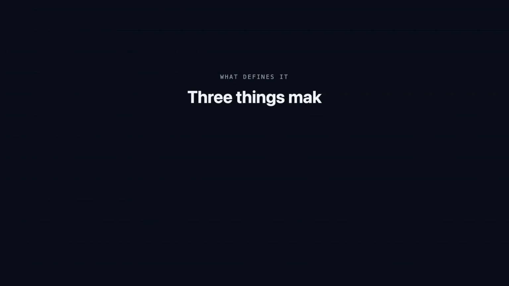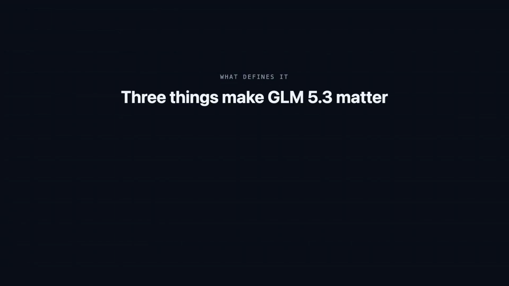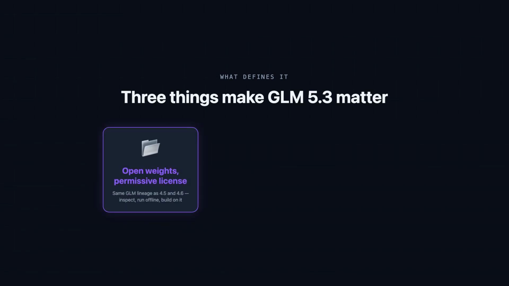Strip it back, and three things make GLM 5.3 worth your attention. They ship the actual weights openly. GLM 5.3 continues Z.AI's habit of releasing its GLM family for download under a permissive license, the same lineage that made GLM 4.5 and 4.6 popular self-hosted choices. That means you can inspect it, run it offline, and build on it without asking permission, which is exactly what closed frontier APIs will not let you do.